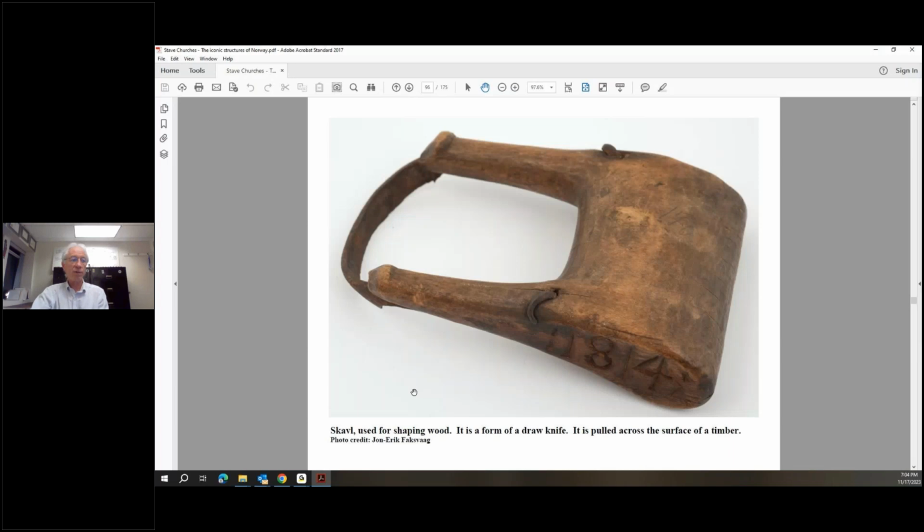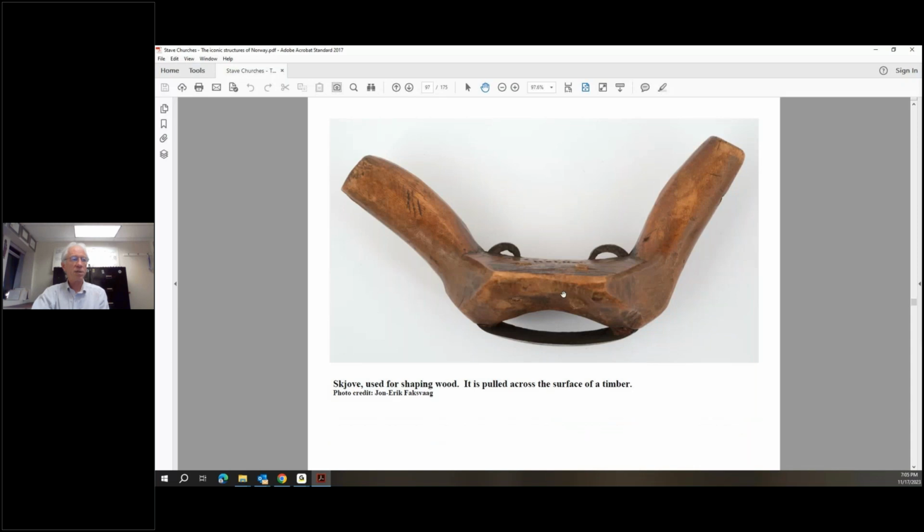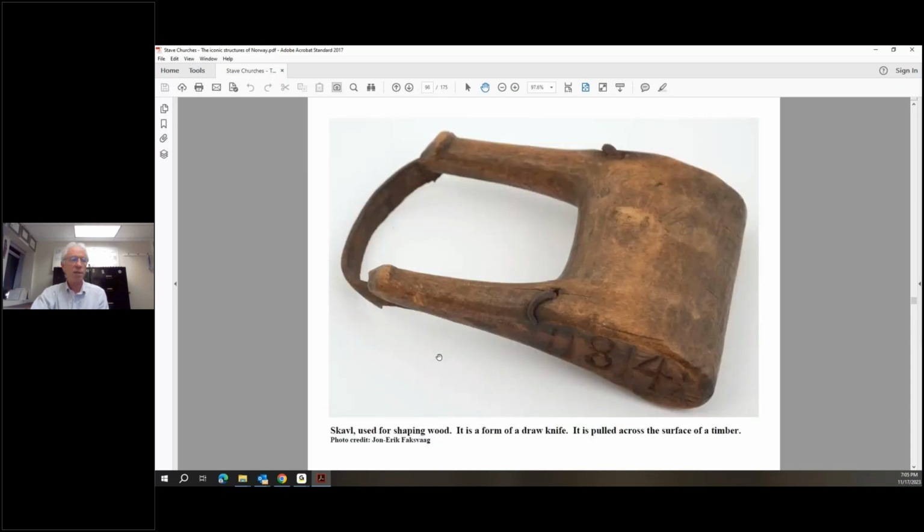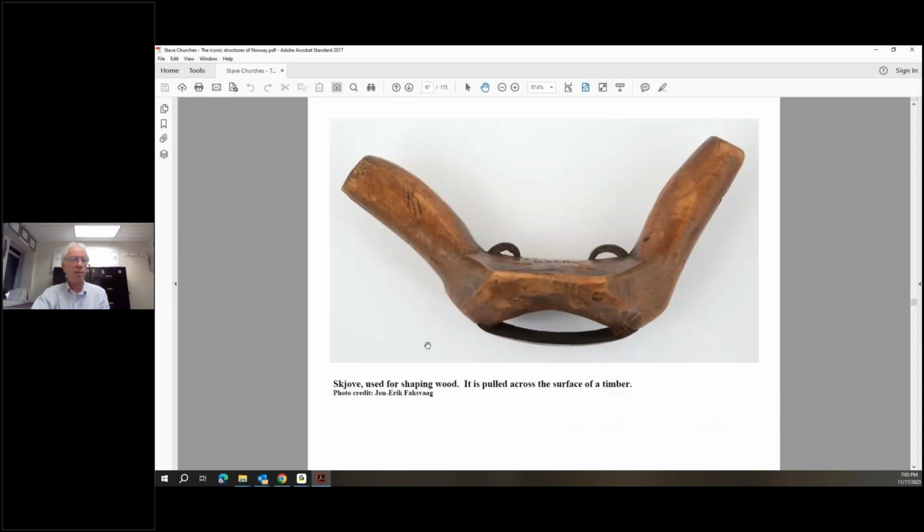This is a scavel used for shaping the wood. It's a form of a draw knife, all right, but with a rounded, curved blade. This is a skilva, similar to this, similar purpose, pulled across the surface of a timber to shape it.